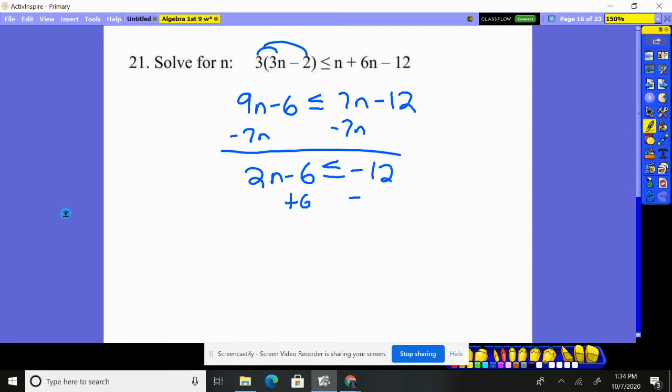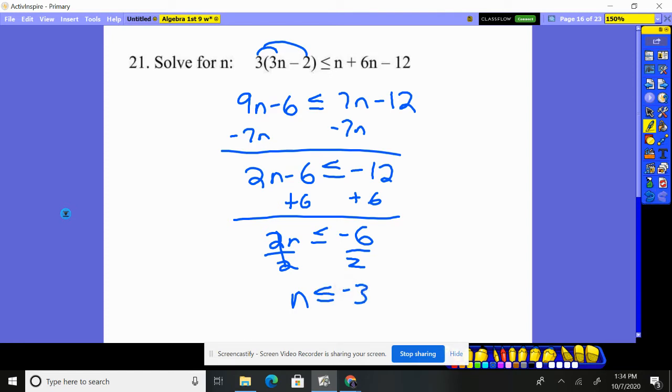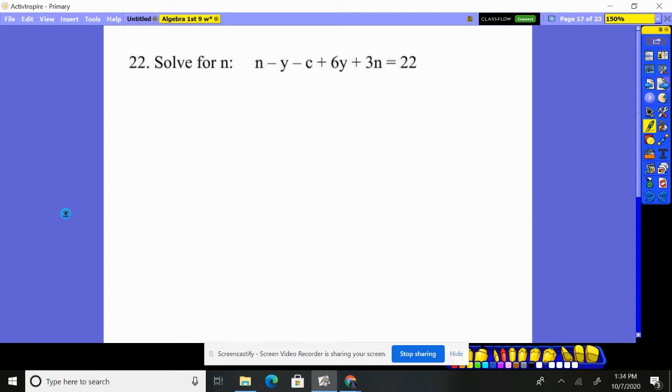I add 6 to both sides. 2n less than or equal to negative 6. Divide by 2, divide by 2. Now the question is, do I flip the inequality? No, because you did not divide by a negative. Oops, I just did, like an idiot. Leave it. Because you didn't divide by negative. You divided by positive 2. You only flip the inequality if you divide or multiply by a negative number. And we didn't.